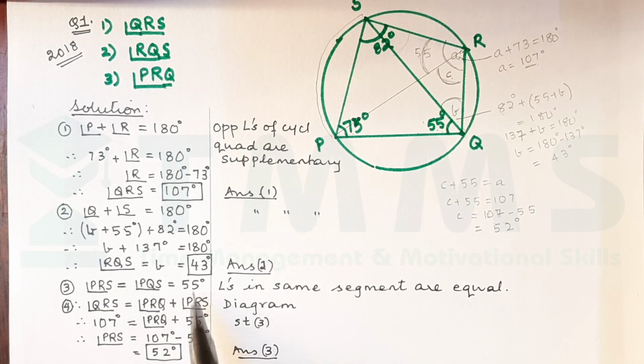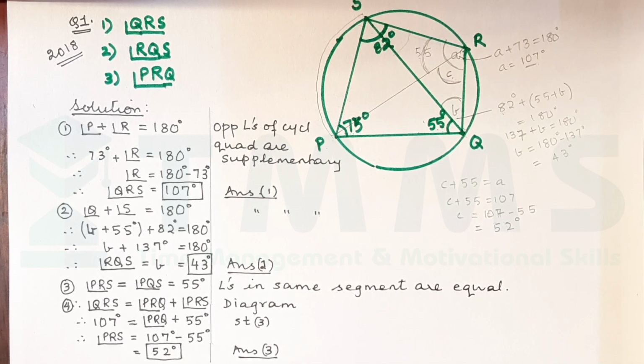Can you see this? PRS is 55. So we have substituted this value, that is from statement number 3. And then PRQ will be, 55 goes to the other side. It is subtracted. And so we write it as angle PRQ equal to 107 minus 55. That is 52 degrees. And that is our answer 3.